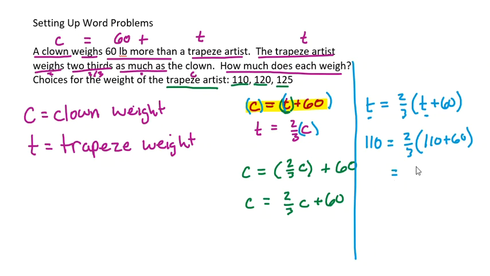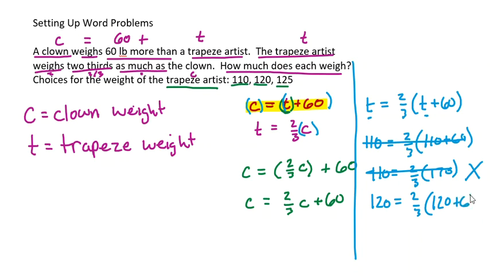So 2/3 of 170. Well, 3 doesn't even go into 170 evenly, so I know this isn't going to work. I could get my calculator out and try it, but I know that's not going to work. Okay, so now let's try 120. So I'm crossing this off. I'm just going back to my formula. T, 120 equals 2/3 times 120 plus 60.